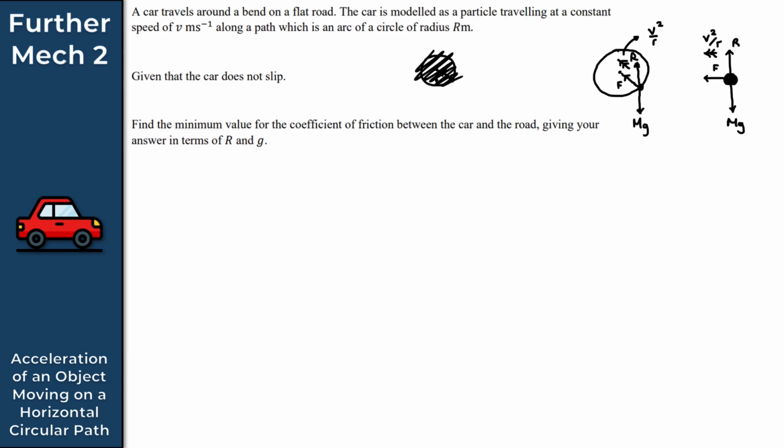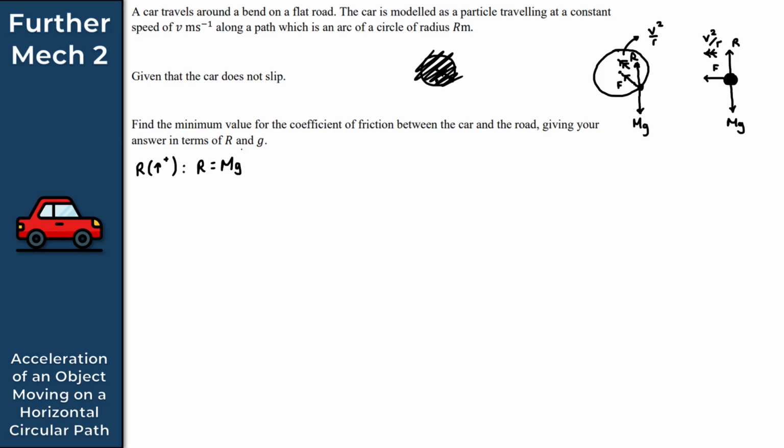So let's just start by resolving here. So we're going to resolve vertically upwards, taking upwards as positive here. What would that give us then? So I've got R minus mg equal to 0. So in other words, R is equal to mg. Now we have no vertical acceleration, so we don't need to worry about Newton's second law here. So in that case, R is equal to mg.